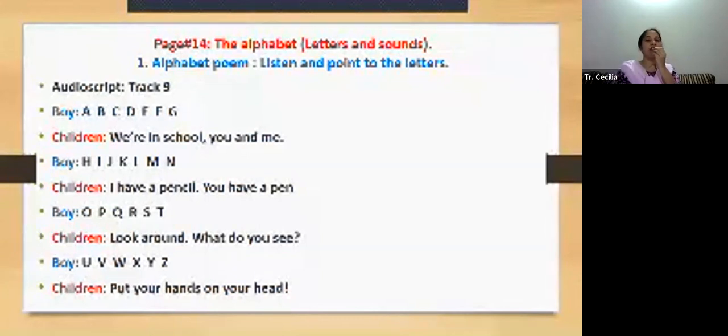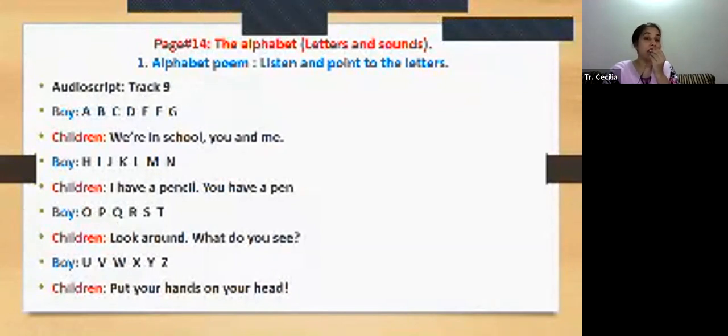Okay, now see here. When I read this poem, did you notice one thing? That whenever I was ending the letter, whenever I sang that letter, the last letter was G. See here, G. And can you see in the poem? We are in school, you and me. G, me. Same sound.